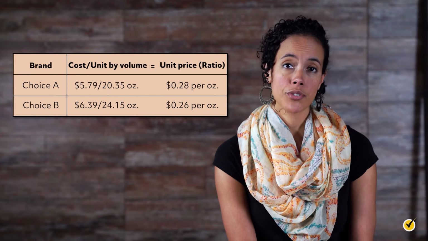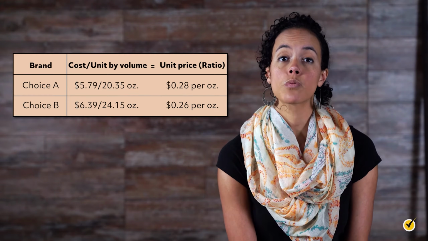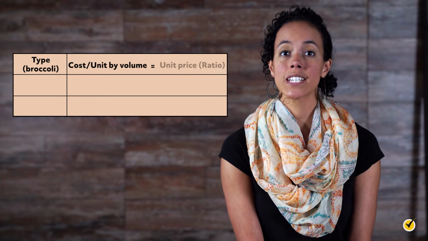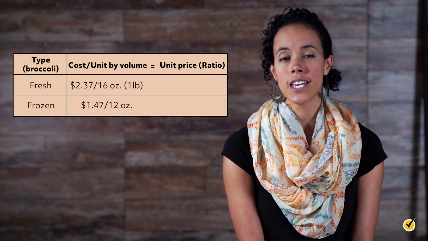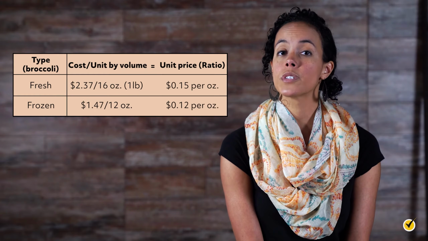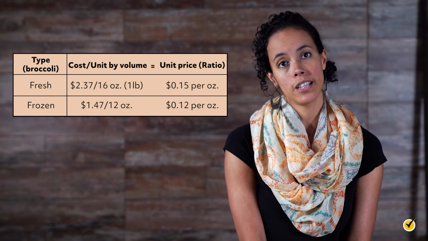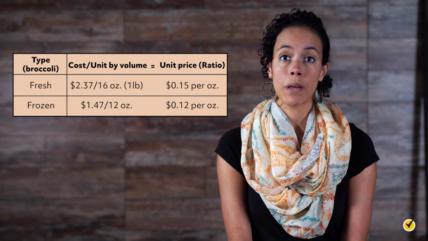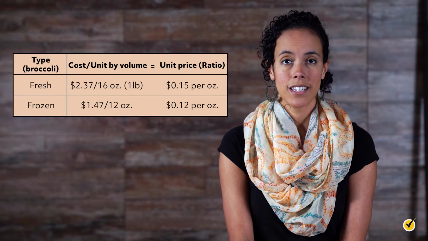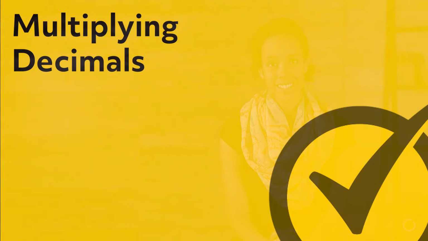This example was fairly straightforward because the volume of the cereal packages were both measured in ounces. Many times a unit conversion must be made before a unit price can be determined. For example, if we're trying to compare the unit cost of a pound of fresh broccoli to a package of frozen broccoli measured in ounces, we would need to know that 1 pound is equal to 16 ounces before we could calculate the unit cost ratio. In this case, the frozen broccoli would be the better value based on the smaller unit price per ounce. So, as you can see, ratios are common in our everyday lives, and you've probably been using them whether you have realized it or not.